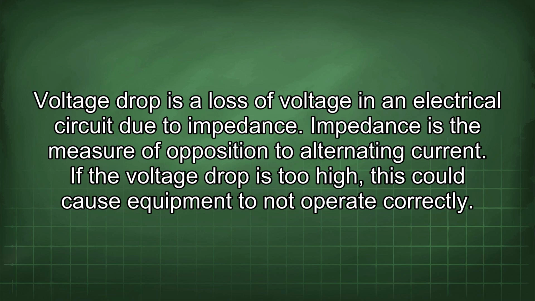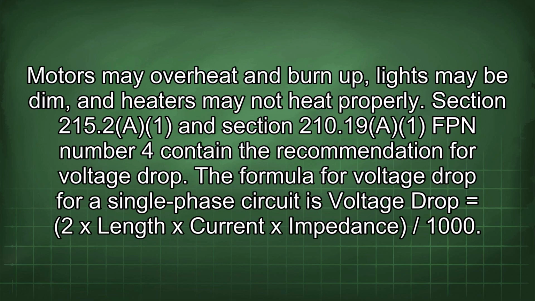If the voltage drop is too high, this could cause equipment to not operate correctly. Motors may overheat and burn up, lights may be dim, and heaters may not heat properly. Section 215.2(A) and Section 210.19(A) FPN number 4 contain the recommendation for voltage drop.